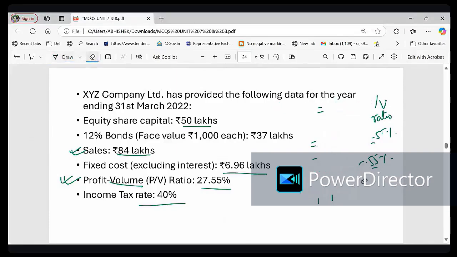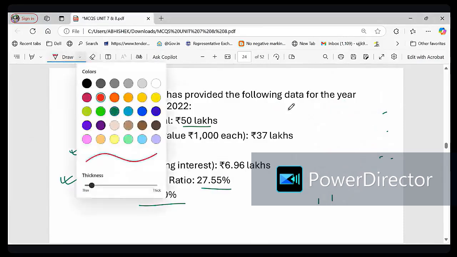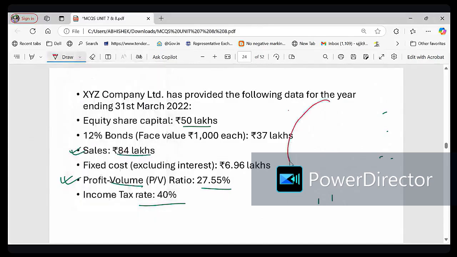Now can you calculate the EBIT? How to calculate the EBIT? Again, draw this pie chart. This will be super helpful to understand EBIT. So your sales is how much? Your sales is 84 lakh. Your variable cost is how much?